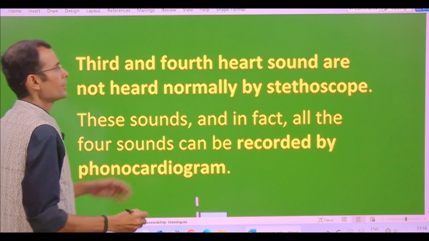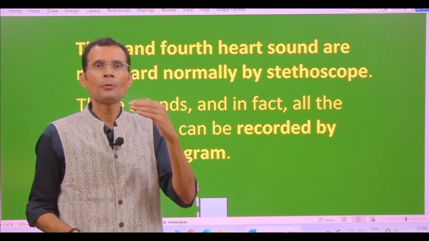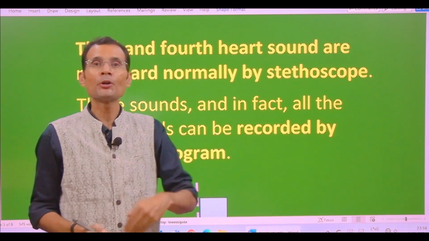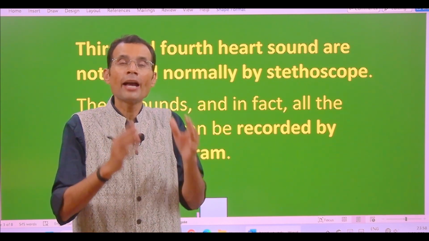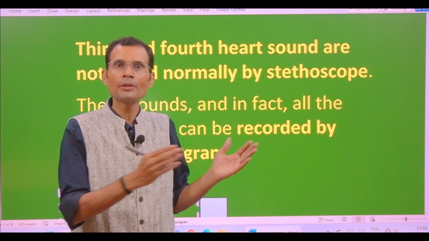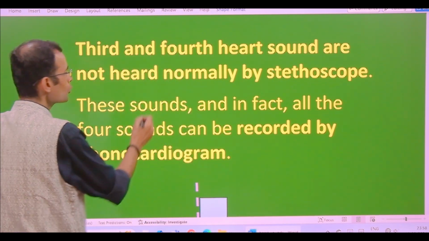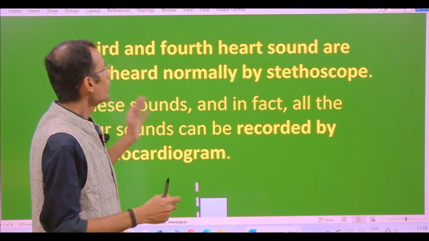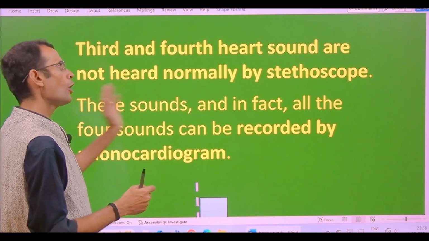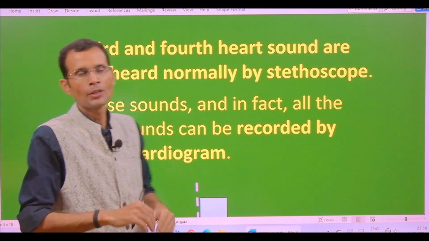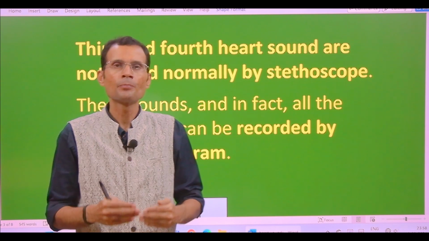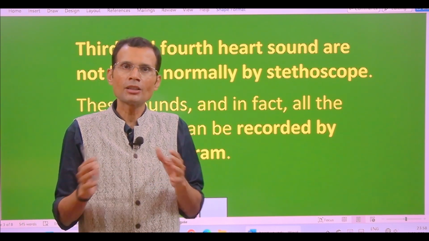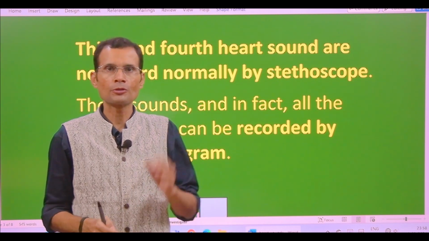So this is how the sounds are produced. We have answered how the sounds are produced, when they are produced, we have already answered that, where you can hear the sounds and which sounds can be heard better. So all these answers are given satisfactorily. Okay, third and fourth heart sounds are not heard normally by stethoscope. Sometimes in children you can hear the S4, that's possible, but otherwise normally only 2 sounds.